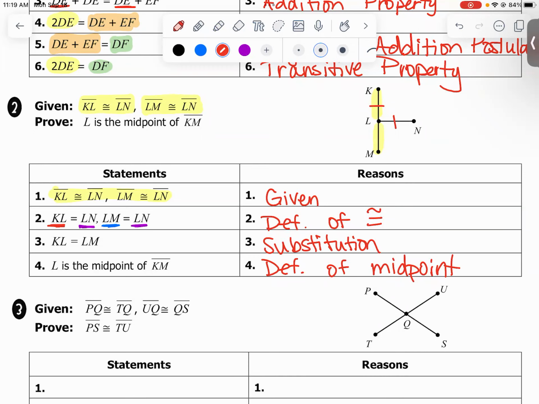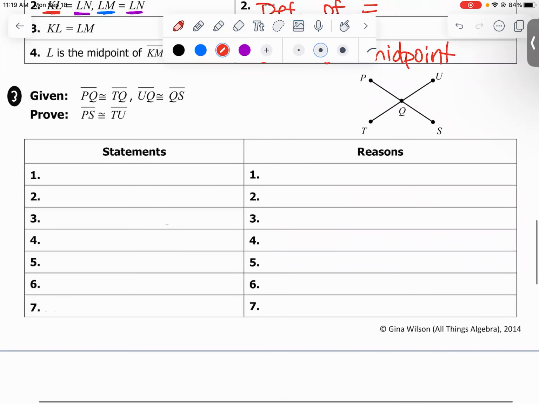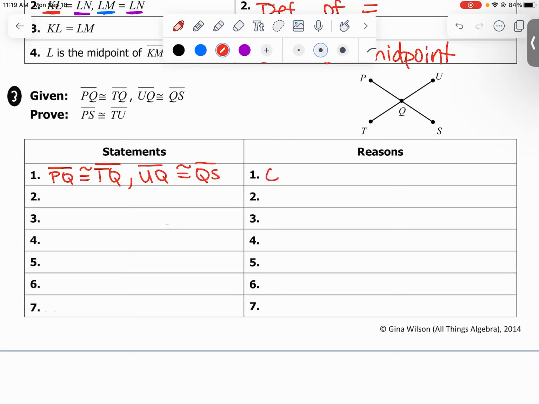All right, party people. Now we get to do one on our own. Together. Guess what? We know what to put first. PQ is congruent to TQ, and UQ is congruent to QS, because that's the given. And I think it would be a good idea to mark our diagram. PQ is congruent to TQ, and UQ is congruent to QS.